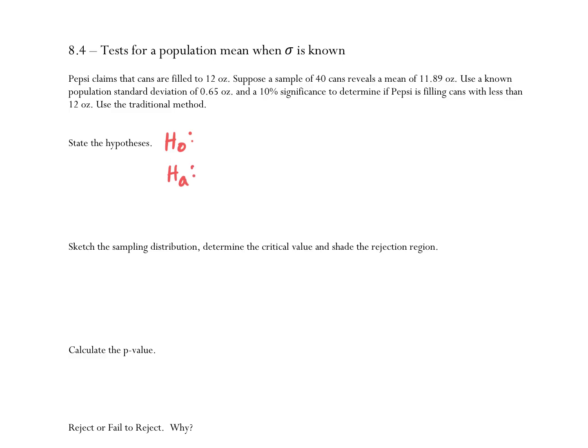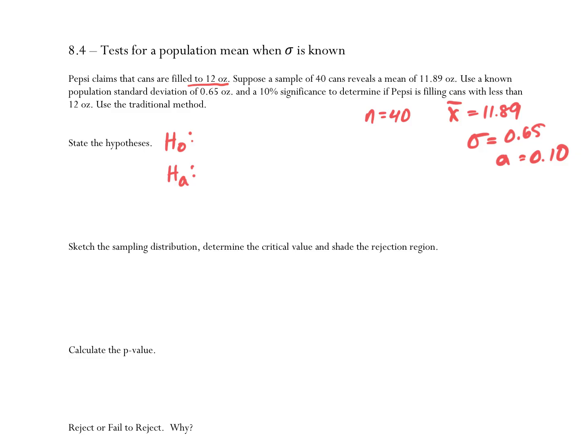Pepsi claims that cans are filled to 12 ounces. Suppose we have a sample now of 40 cans with a sample mean of 11.89 ounces and a known population standard deviation of 0.65, alpha equals 10%. And so at the end of all of this, we want to decide, is Pepsi underfilling these cans of pop? So you go and buy a can of pop, it's labeled it has 12 ounces in it. Are they underselling themselves? That's the premise of this question.